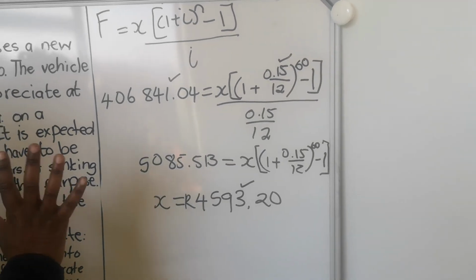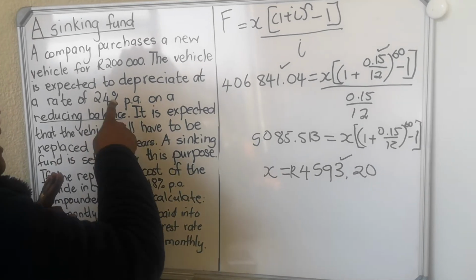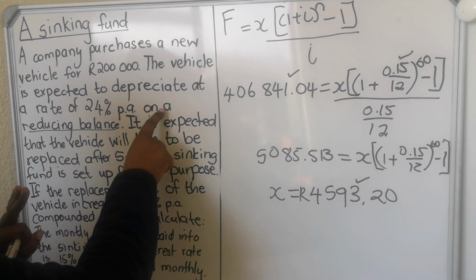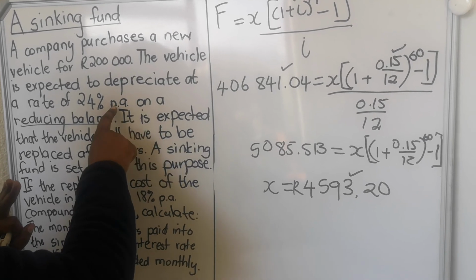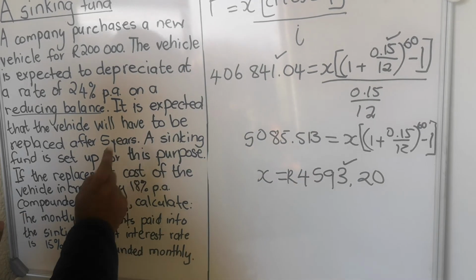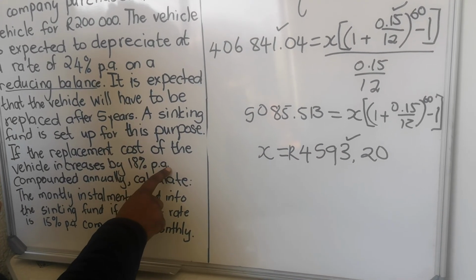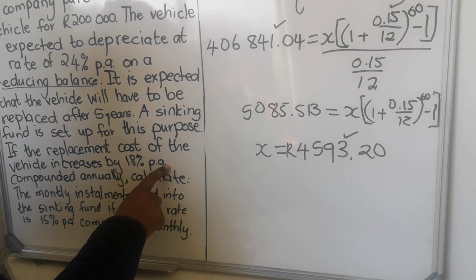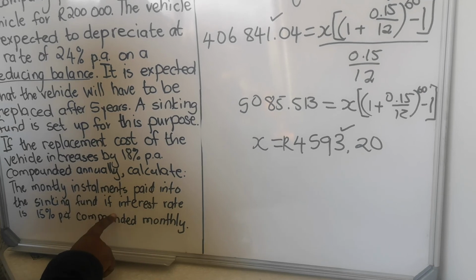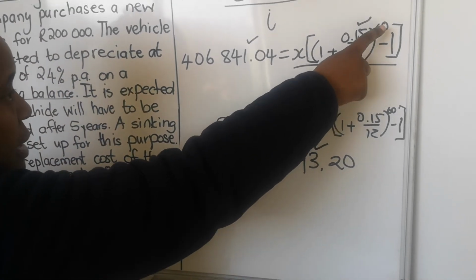I just want to recap with the sinking fund. It will have 3 interests. The first interest, you look whether they say compounded monthly or they didn't. If they didn't say compounded monthly, like in this question, you don't divide by 12 and multiply the n by 12. The second one is for the increase. Also, they didn't say compounded monthly in this question, so you don't divide by 12. They only say compounded annually. And then this interest, they did say compounded monthly, so that's why we divided by 12 and multiplied the n by 12.